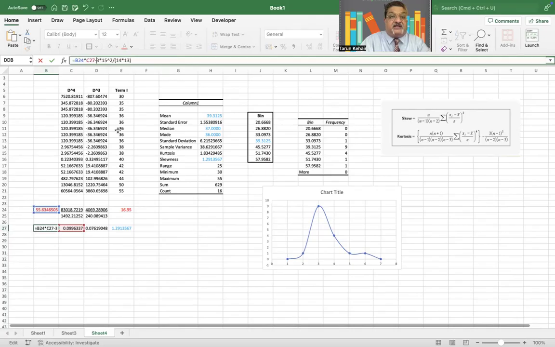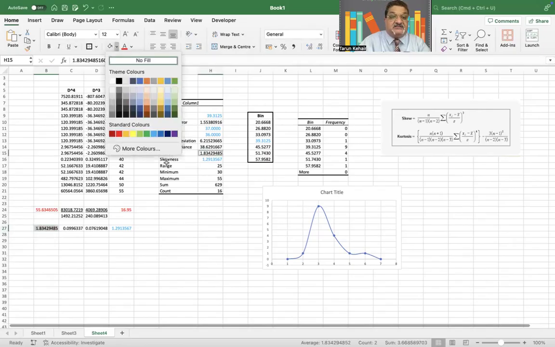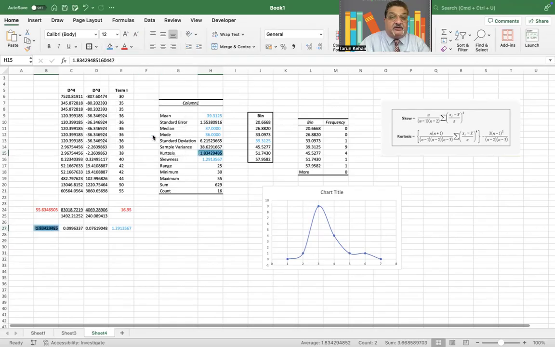So minus 3 times. Yes, so I just have to be careful of the bracket here. And now if you look here, the value exactly matches what is given in your descriptive statistics. Can you see that figure, please, all of you? This is the figure, 1.83.